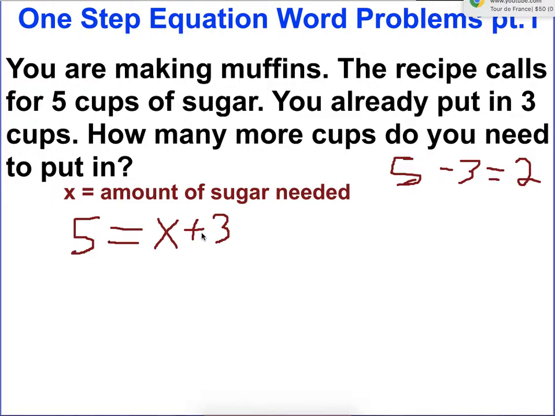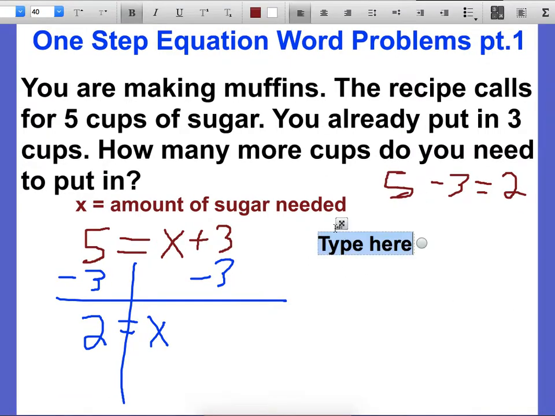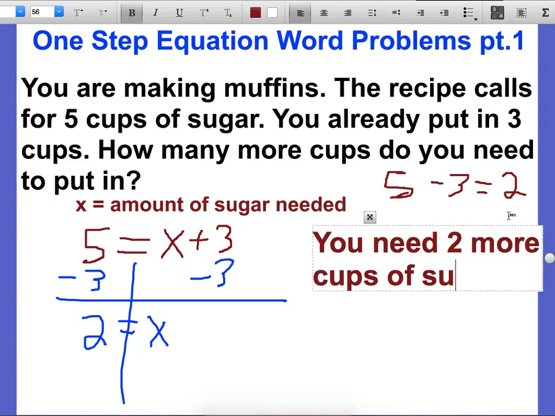So now we've written an algebraic equation. So we can go ahead and solve this. I want to solve this just like we were doing before. Look at both sides of the equation. Instead of plus 3, we'll do minus 3. And then we get 2 equals x. At the end, since we're dealing with a real world situation, we're going to go ahead and write a sentence about this. We'll say you need 2 more cups of sugar.